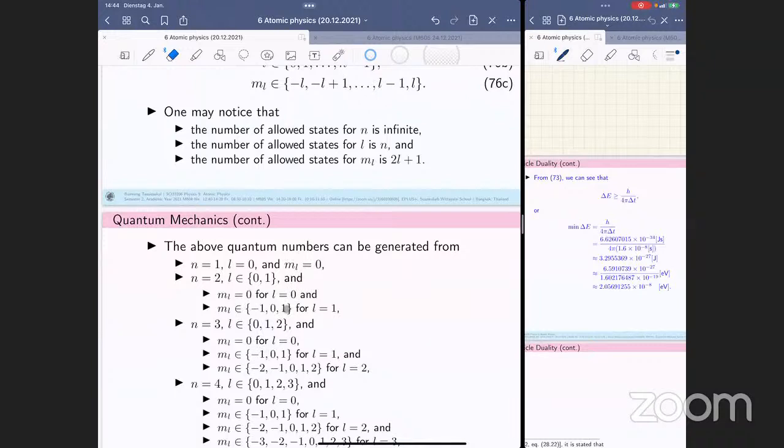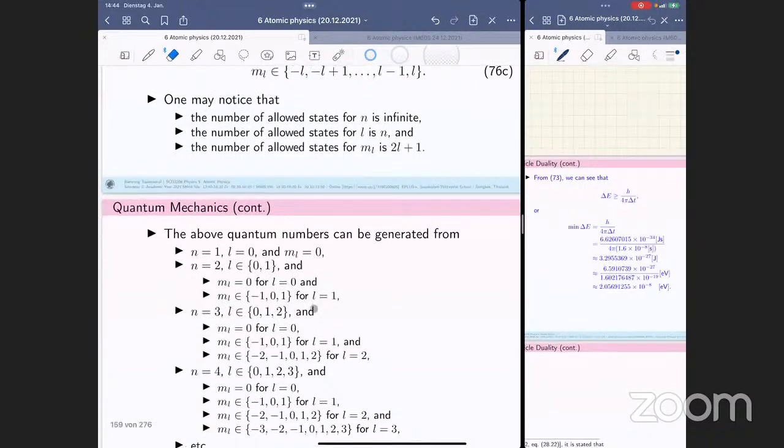Okay, and when your n is equal to 3, there will be 3 values for L, which is 0, 1, 2. As they say, the number of allowed states for L is n. If you have 3, you will have 3 possible elements for L. You start from ML equals 0 as before, and when your L is 1, there will be 3 cases for ML, -1, 0, 1. That's the same thing as for n equal to 2.